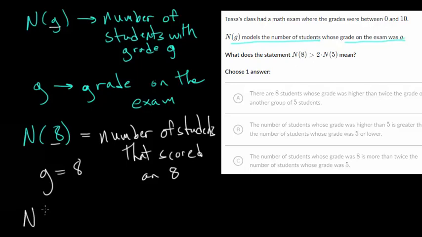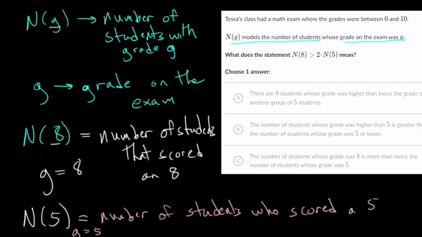So again, we need to understand what N of 5 is. In this case, our grade value is 5. So this is the number of students who scored a 5. So with our statement, the number of students who scored an 8 would be greater than twice the number of students who scored a 5. When we read through the choices here, we can figure out which of these makes sense.